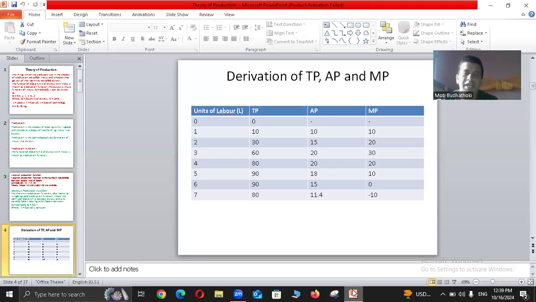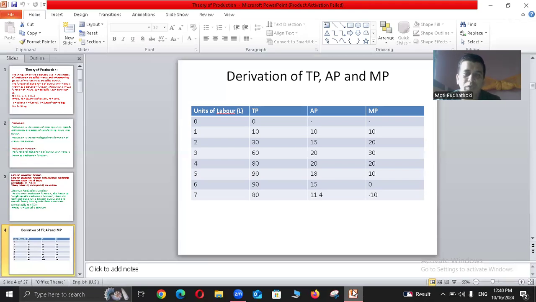And if we use second units of labor, in such case we will get 30 units total product, and in that time the average product is 15 and the marginal product is 20. Similarly, if we use more labor, that gives more output. If we use 3 units of labor, in that time we get 60 total production and 20 average production, and again 30 marginal production.